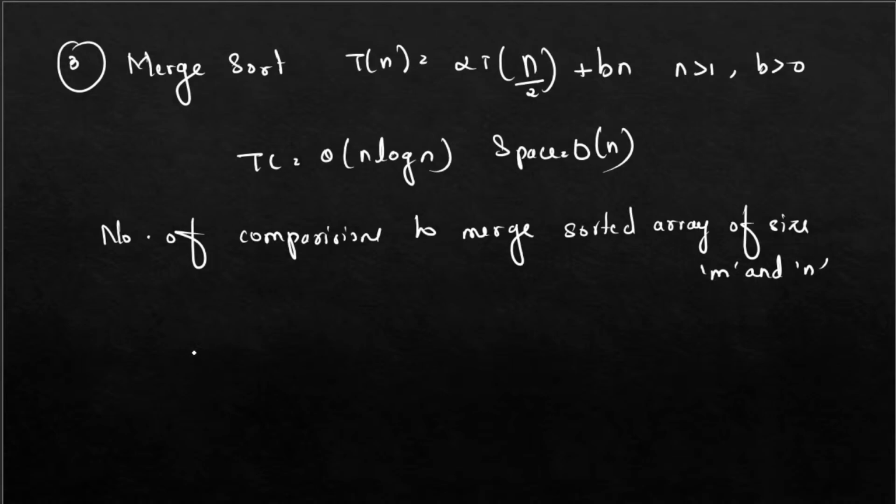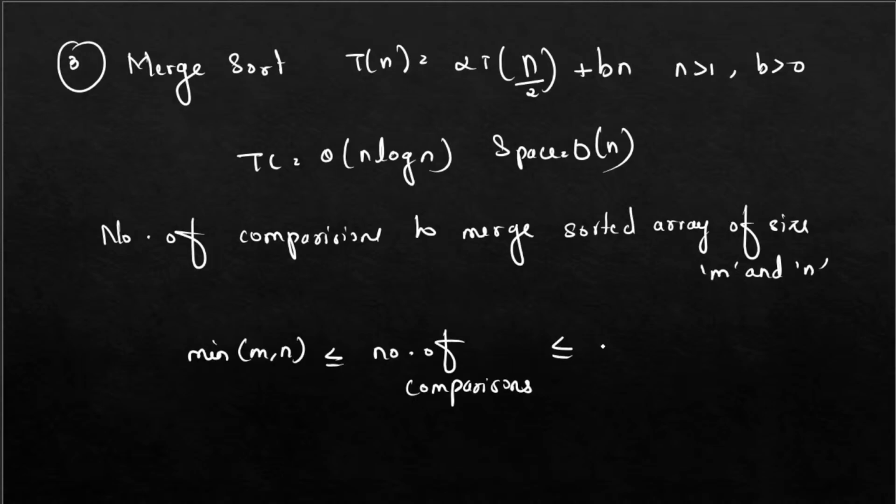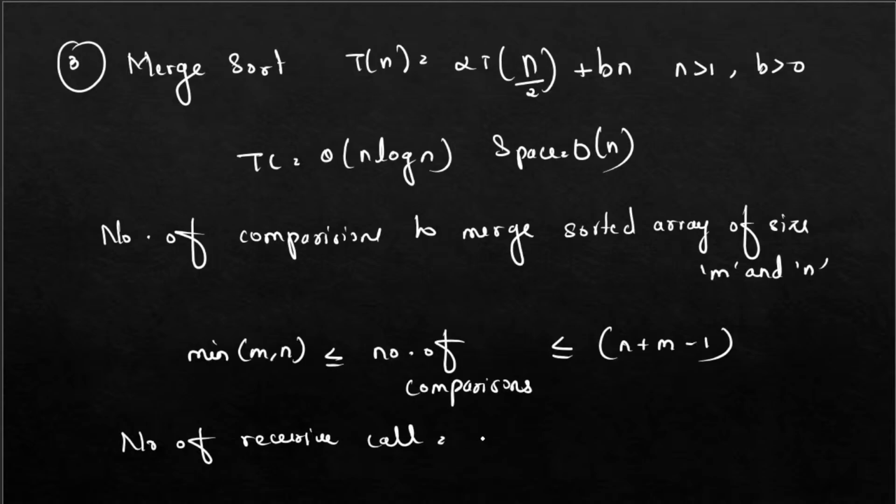So what is the thing? Minimum of m, n is smaller than or equal to the number of comparisons, which is smaller than or equal to n plus m minus 1. And number of recursive calls is equal to 2n minus 1. Right, now let's discuss quick sort. I hope that merge sort is absolutely clear. I hope there is no doubt here.